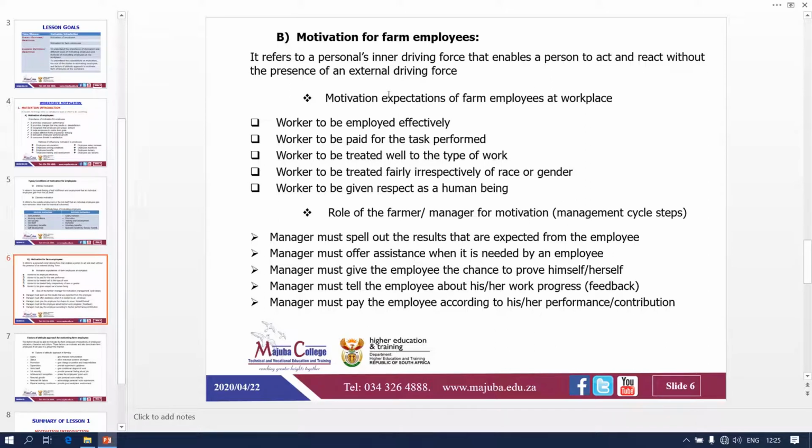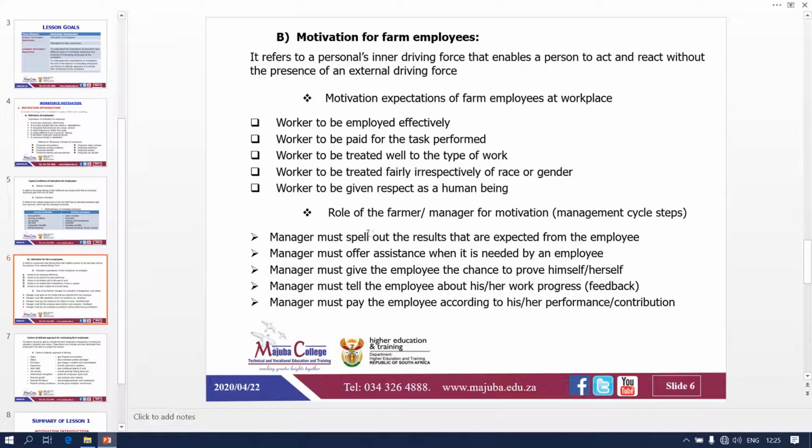Let's look at the expectations in terms of motivation. What are the farm employees expecting now at work? The worker to be employed effectively, the worker to be paid for the task performed, the worker to be treated well, the worker to be treated fairly irrespective of race or gender, the worker to be given respect as a human being. So these are the expectations of employees to motivate them in the workplace.